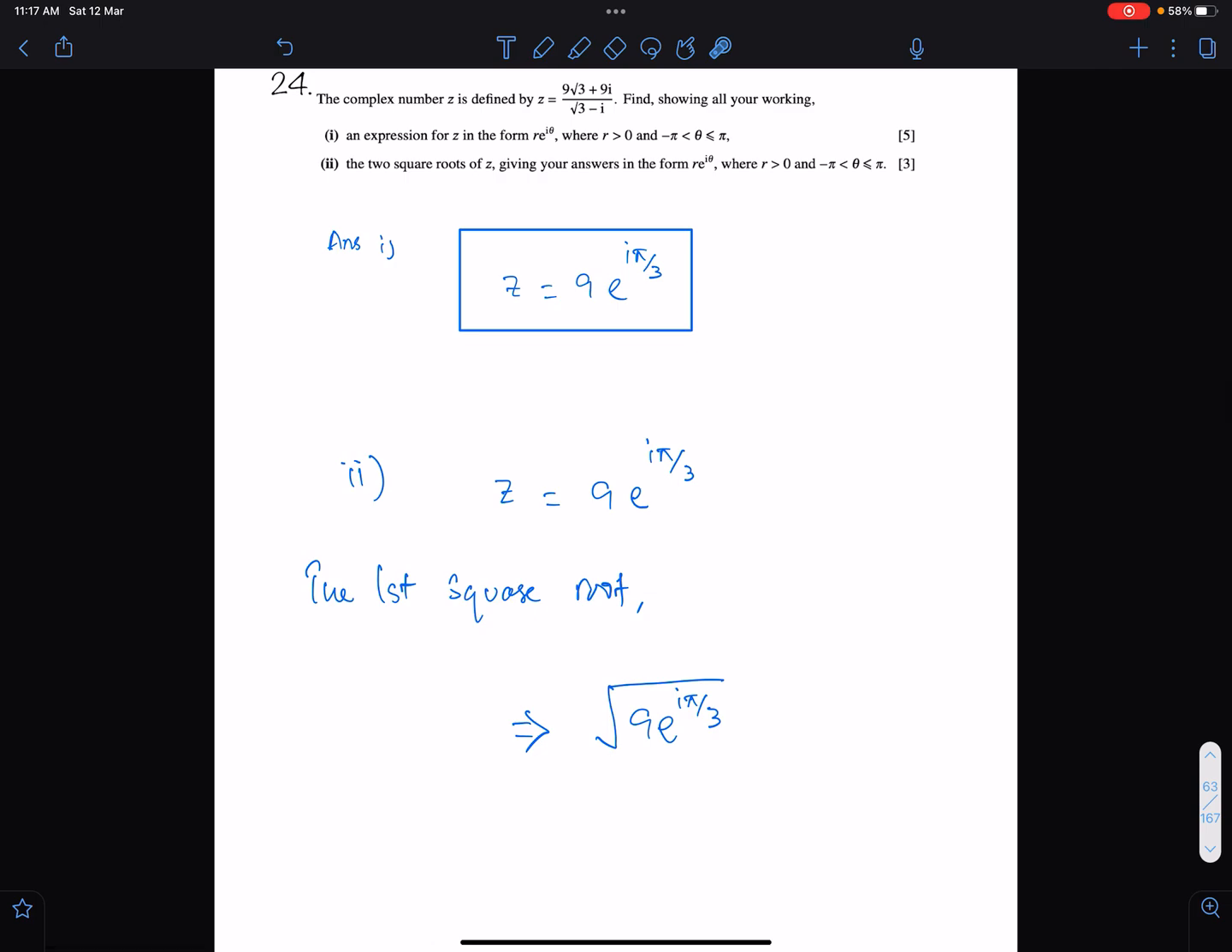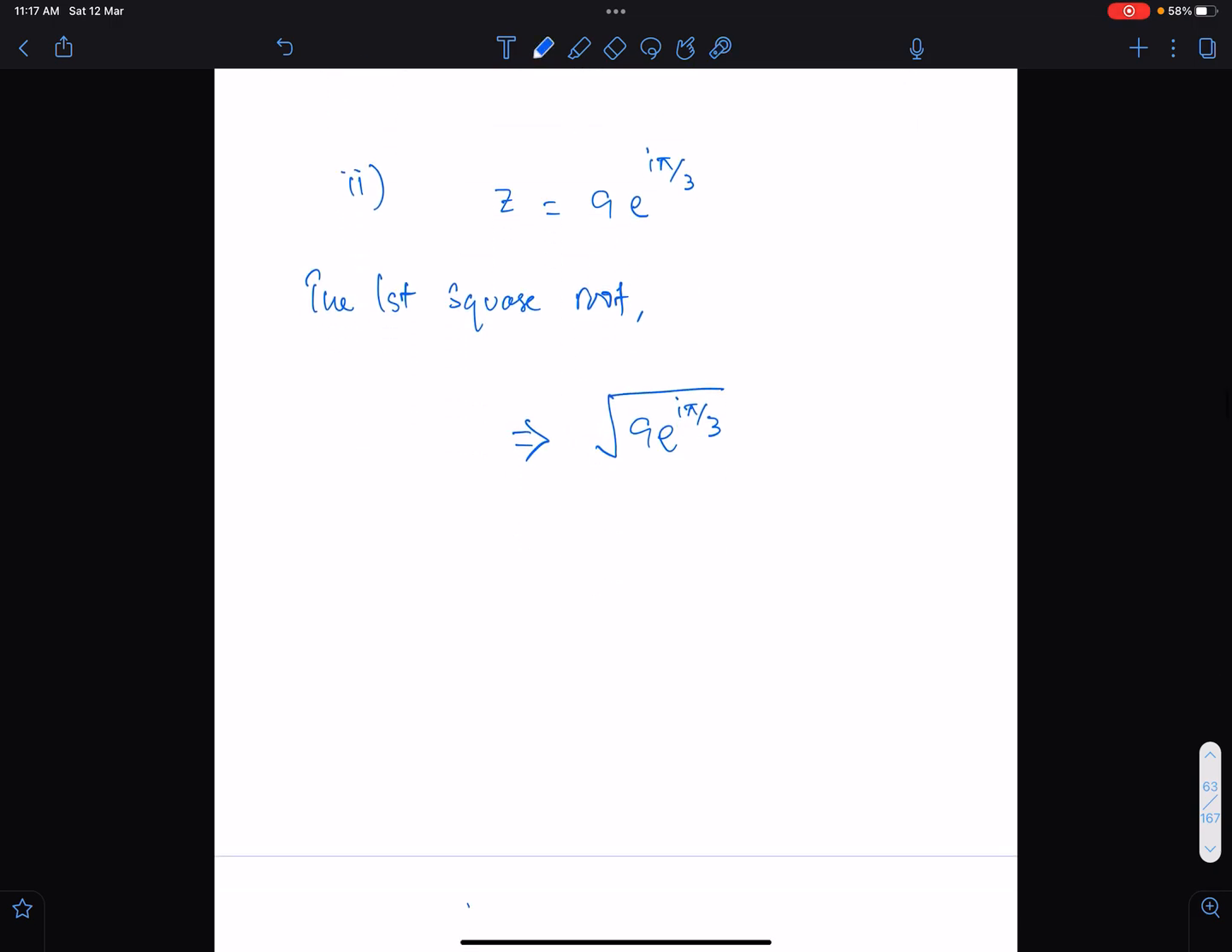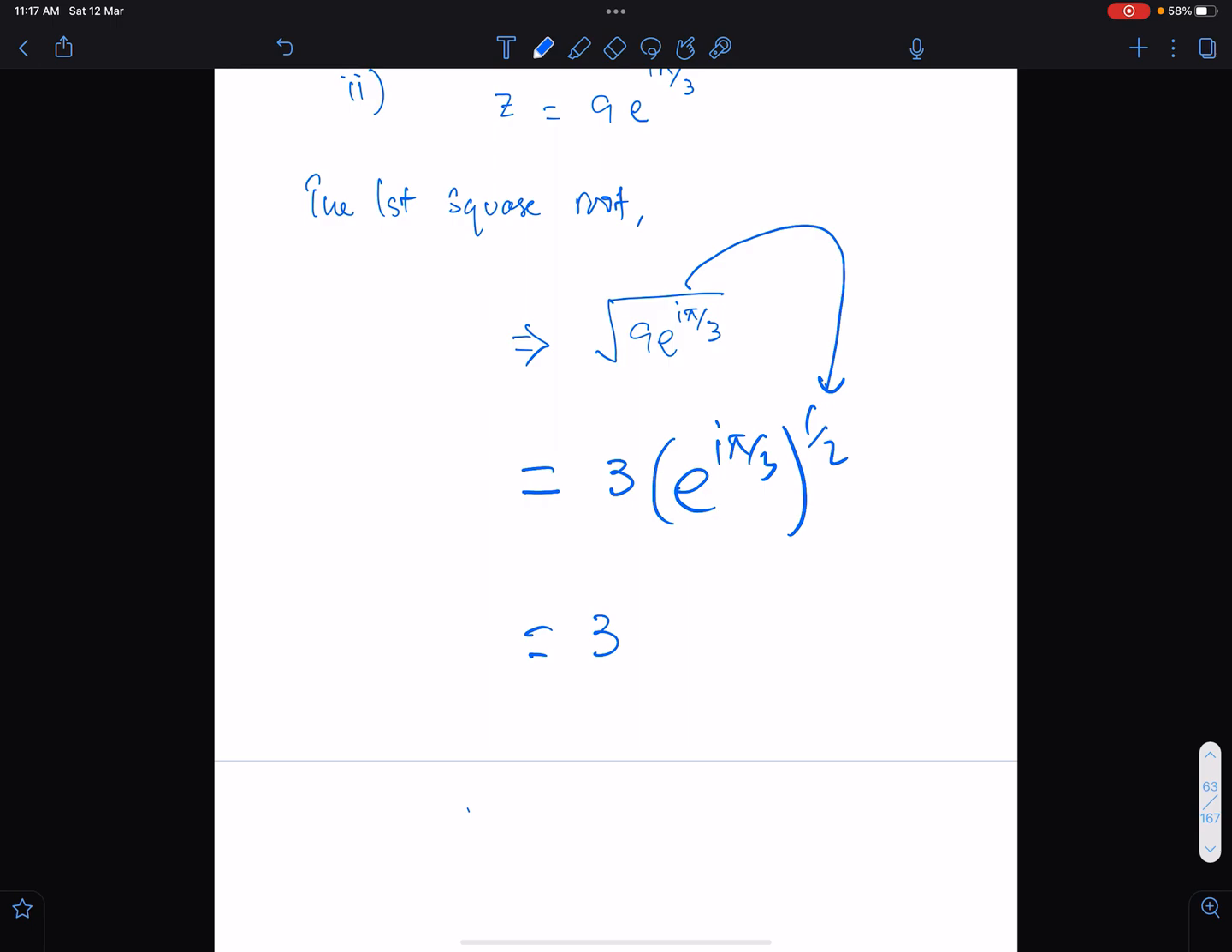So for the first square root, take the root of this complex number. When you take the root of this complex number, you will get this: under root 9 e to the power i times pi by 3. Now we just need to simplify this. So (3e^(iπ/3)) whole power half, because under root means power half. When we simplify this, we'll get 3e^(iπ/6). So this is the first square root of this complex number.